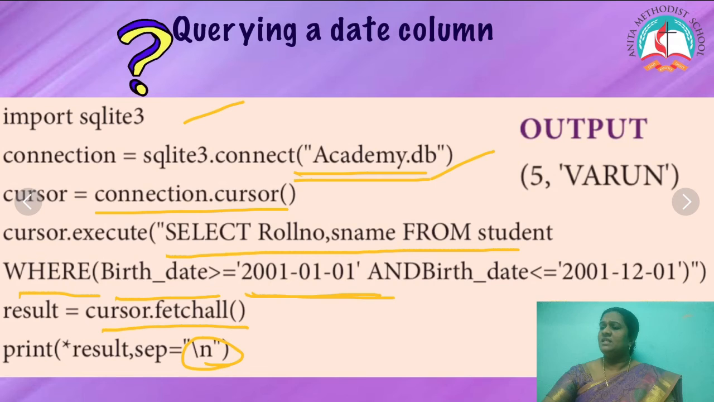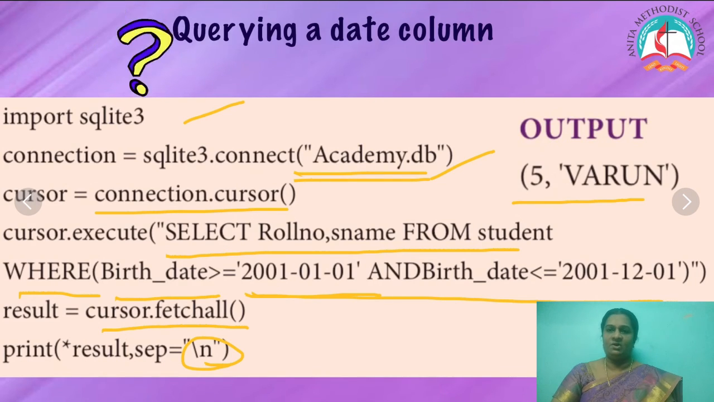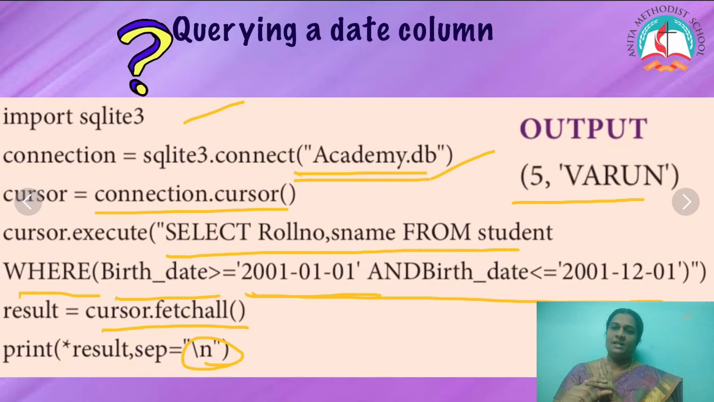Okay. So for this particular date of birth, only one student can be taken out. That boy alone is present: 5, Varun. Only one record is filtered. That is querying a date column. We saw four concepts. What are they? SQL operators, querying a date column, updating a record, and deleting a record.